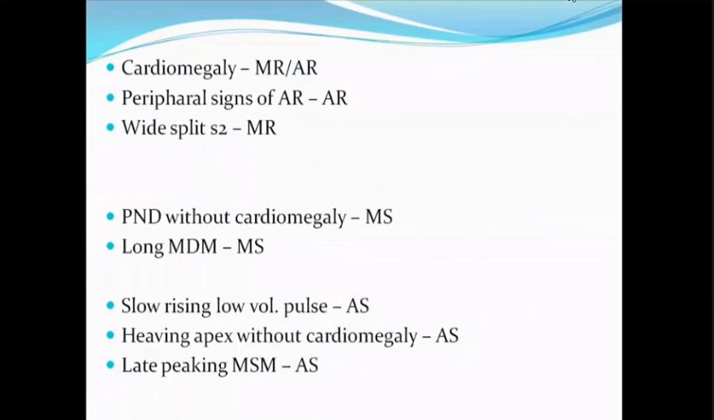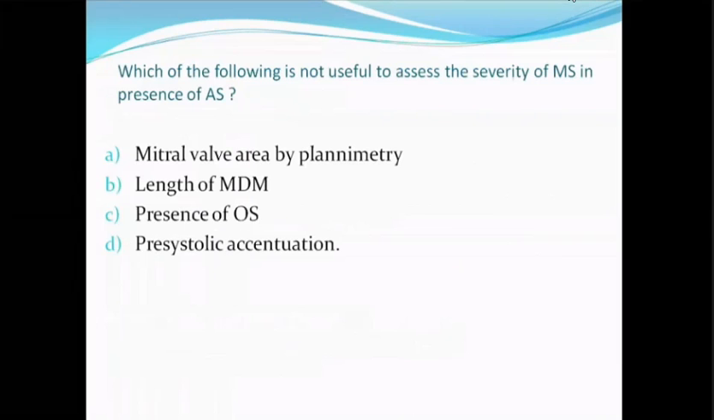If the patient has a slow rising low volume pulse, then it suggests significant aortic stenosis. Heaving apex without cardiomegaly is again suggestive of significant aortic stenosis, and a late peaking mid systolic murmur is again suggestive of significant aortic stenosis. So this is all about mixed and multiple valvular heart disease, where we can clinically decide which valve is predominant over others.